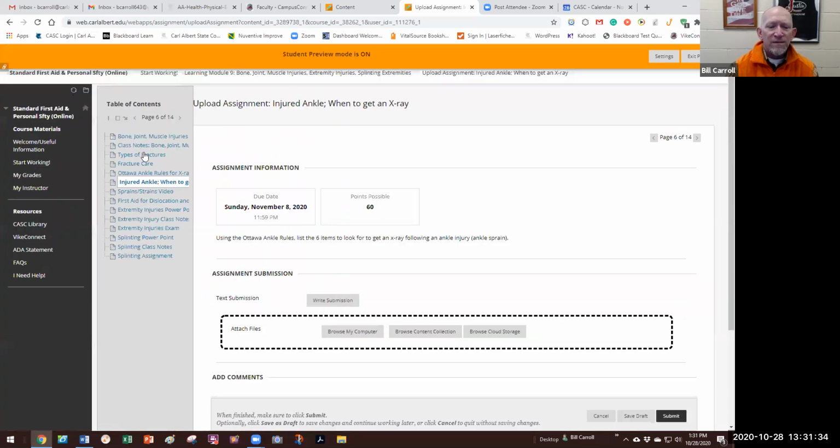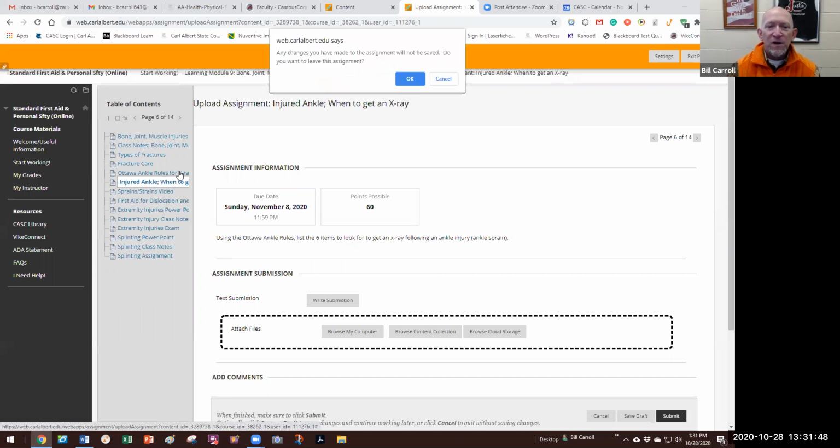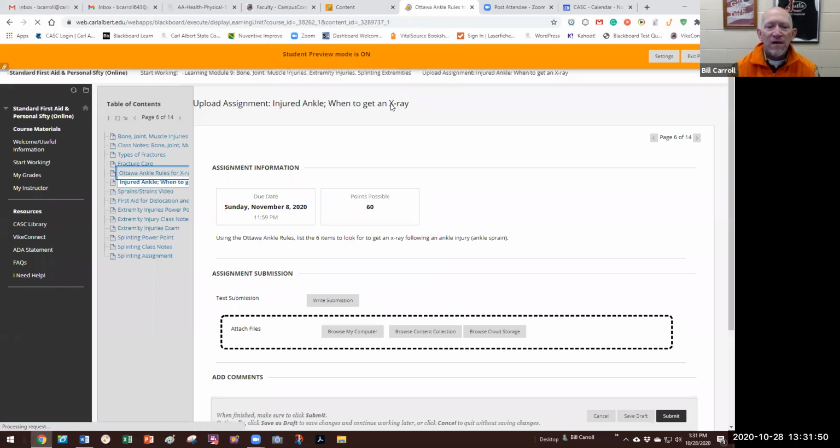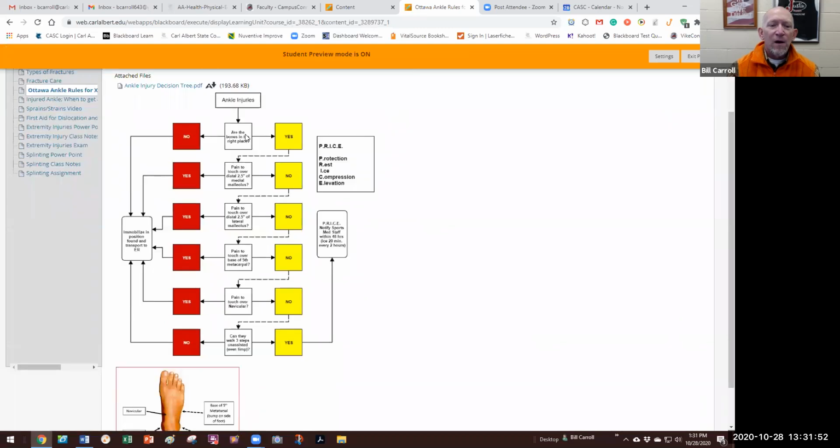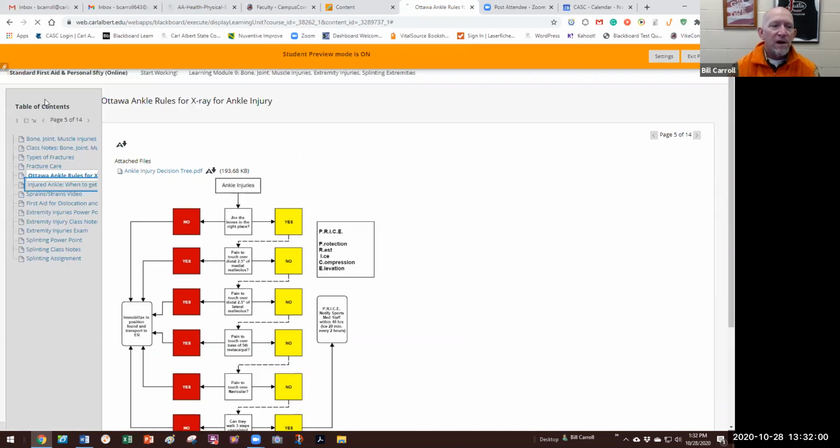Then ankle injury. And this is an assignment using the Ottawa ankle rules, which is the thing we just looked at. List the 6 items to look for to get an x-ray following ankle injury, ankle sprain. Let me back up, show you that again. 1, 2, 3, 4, 5, 6. You're welcome. There's your answer.